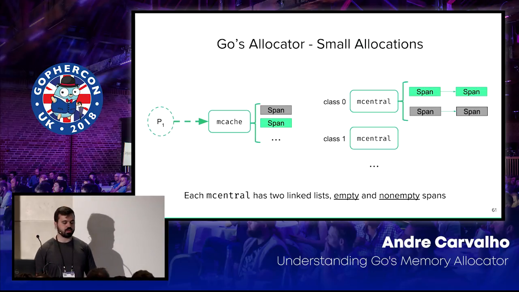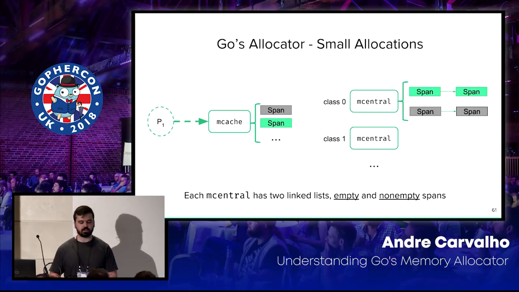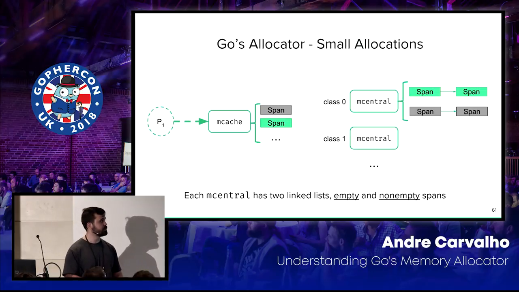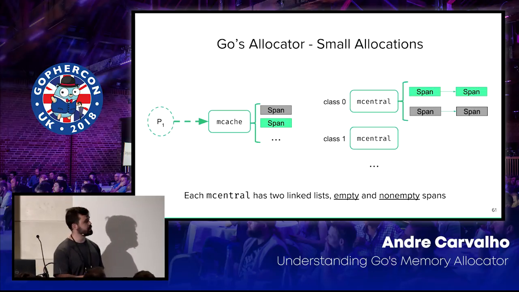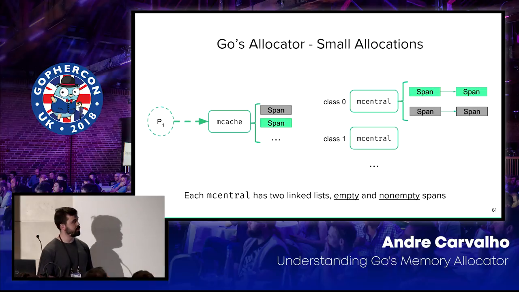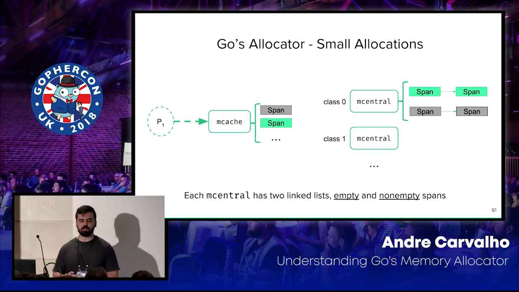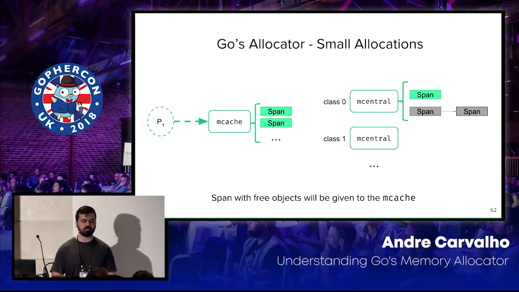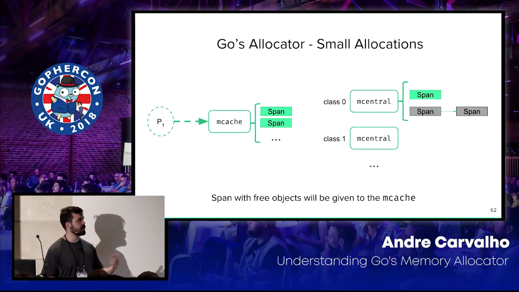There is one mCentral for each class. Supposing that we are doing an allocation for class 0, the mCentral has two different lists, one for spans that are non-empty and one for empty spans. The mCentral is going to look for a span on the non-empty span list, and if there is one, this span is returned to the mcache, and the mcache is going to use this span to fulfill the allocation.